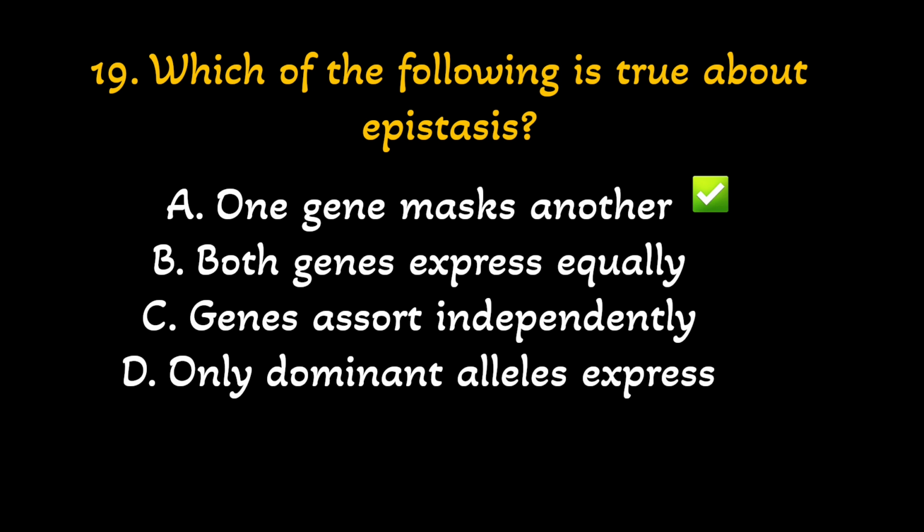And why so? Because epistasis occurs when one gene interferes with or suppresses the expression of another gene. For example, in Labrador coat color, one gene determines the pigment and another controls the deposition. This will lead to a modified phenotypic ratio. So option A, that is one gene masks another, is true about epistasis.